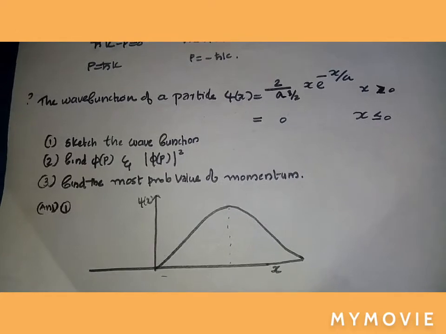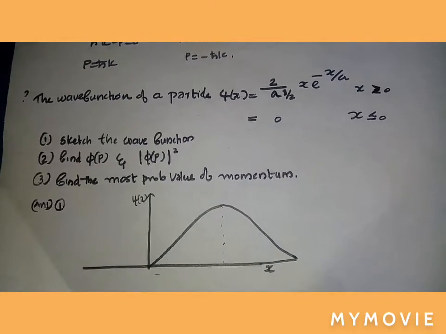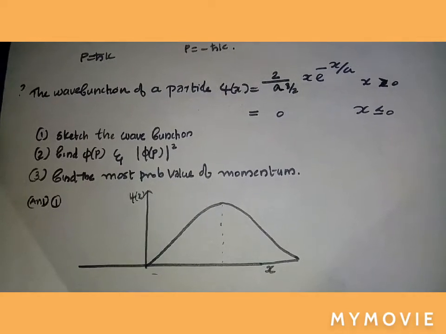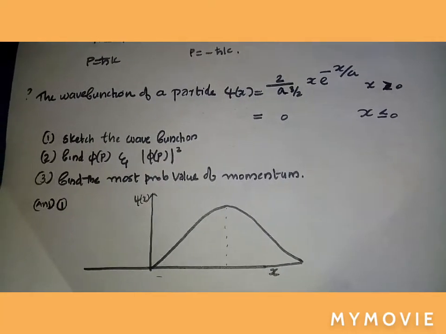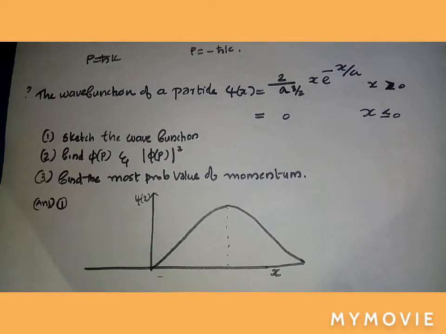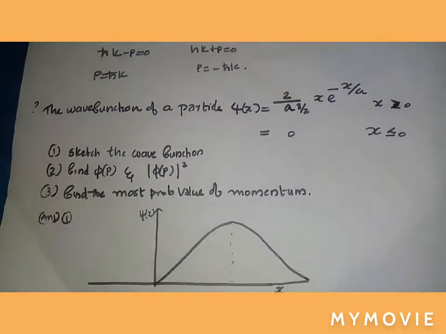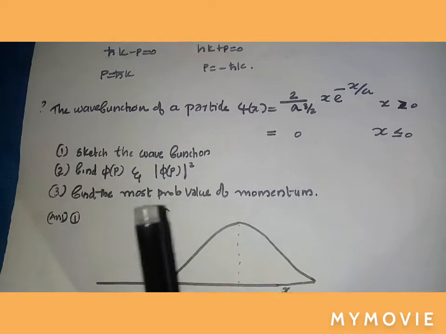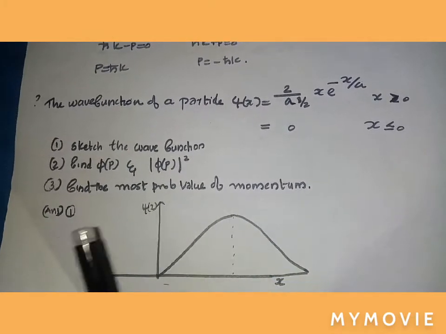Consider this question. The wave function of a particle, psi of x, is equal to 2 by a power 3 by 2 x e raised to minus x by a, where x is greater than 0, and 0 for x less than or equal to 0. Sketch the wave function and find phi of p and phi of p mod square. Find the most probable value of momentum.